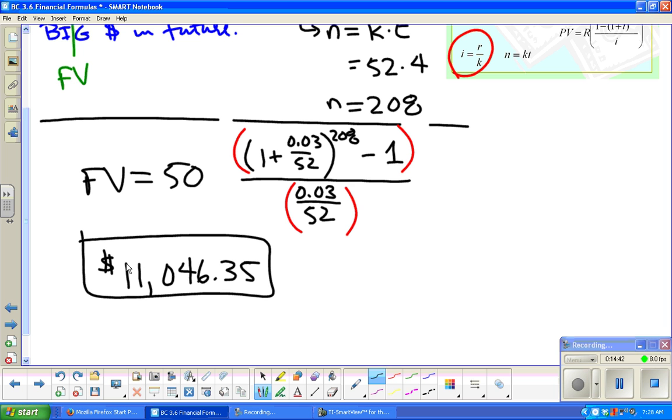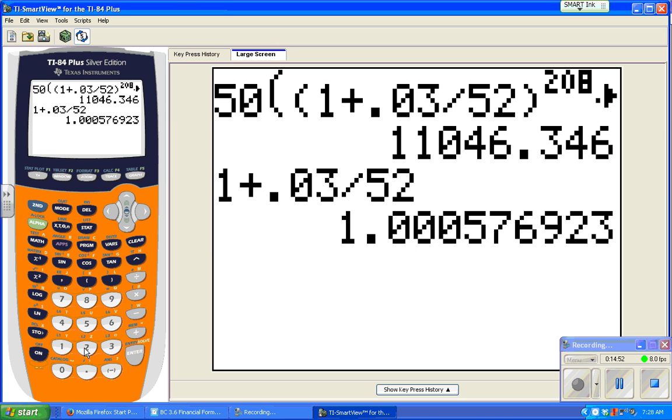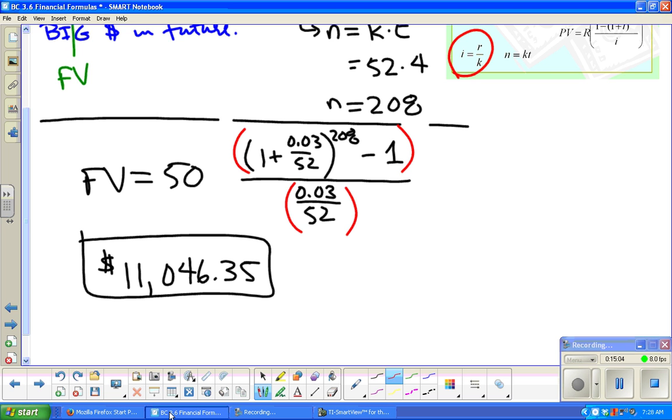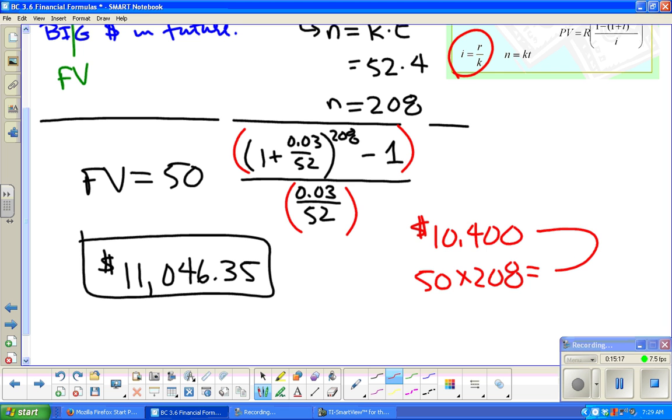Okay, now one other little aside here. I want to pop back over to the calculator for just a second. Now remember, we made 208 payments of $50. So how much did we really put in the bank? Well, we really put in the bank $10,400. This is what we really put in the bank. We put in $50 a week, times 208 weeks, and this is how much money we put in the bank.